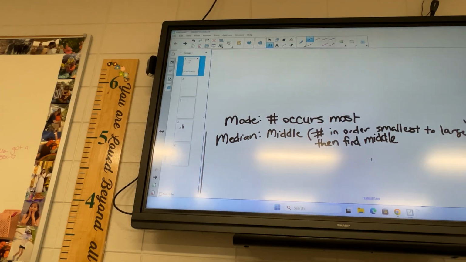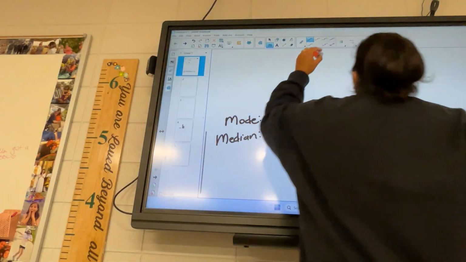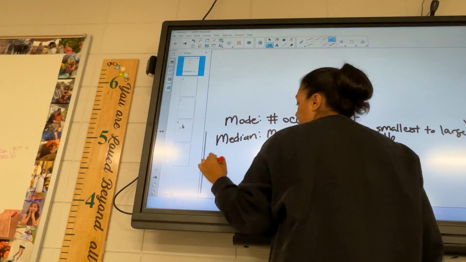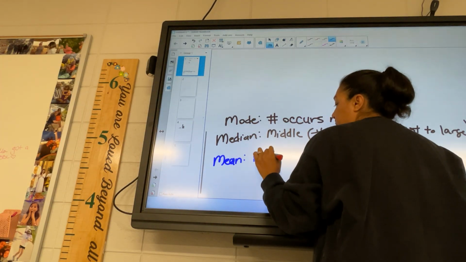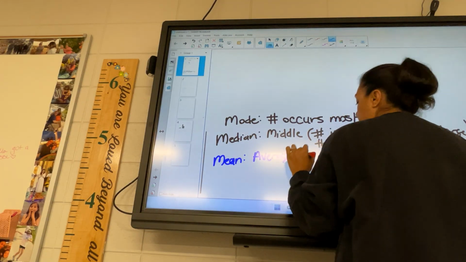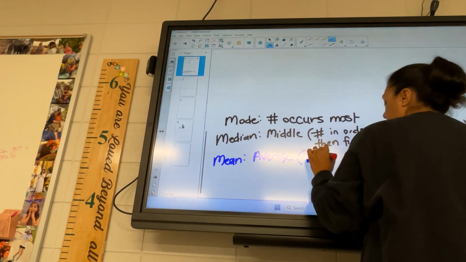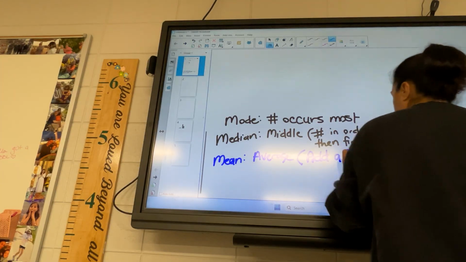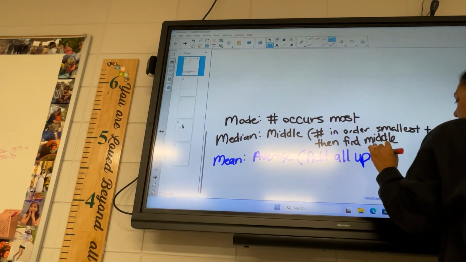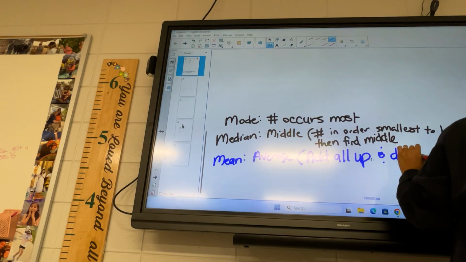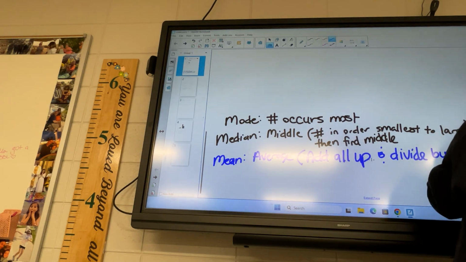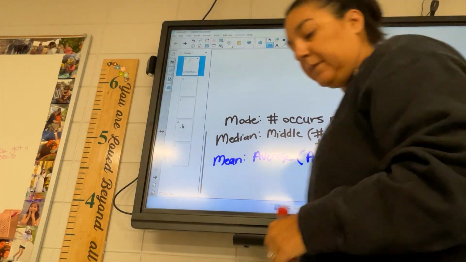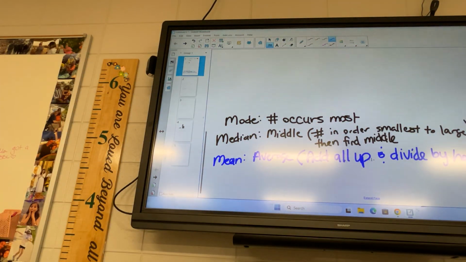What about the mean? What is the mean? Okay, so this is the average. You're going to add them all up, and then divide by how many? And again, if you need the notes, write them. If you don't need them, don't worry about it.